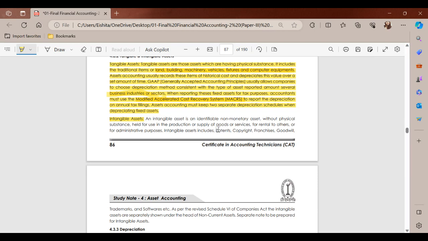Intangible assets include patents. You know what are patents? Yes or no? You know?